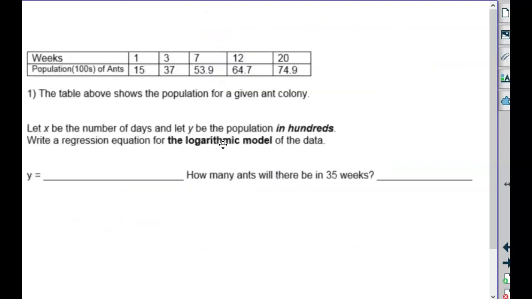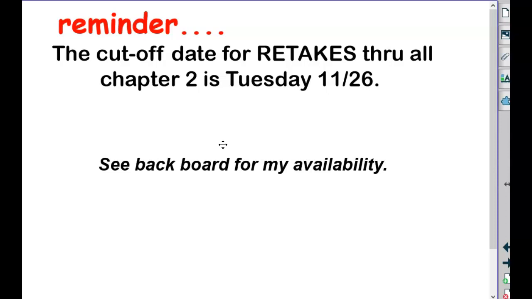Number 3. Oh, this is just a reminder, guys, that you only have tonight, tomorrow, Monday, and Tuesday to finish any retakes on chapter 2.